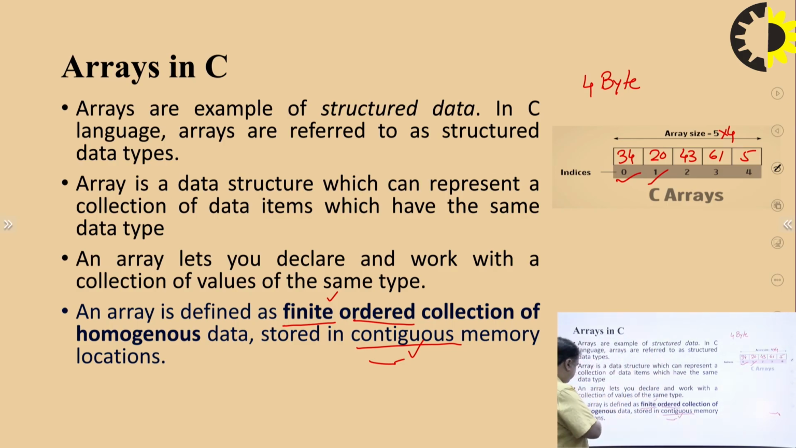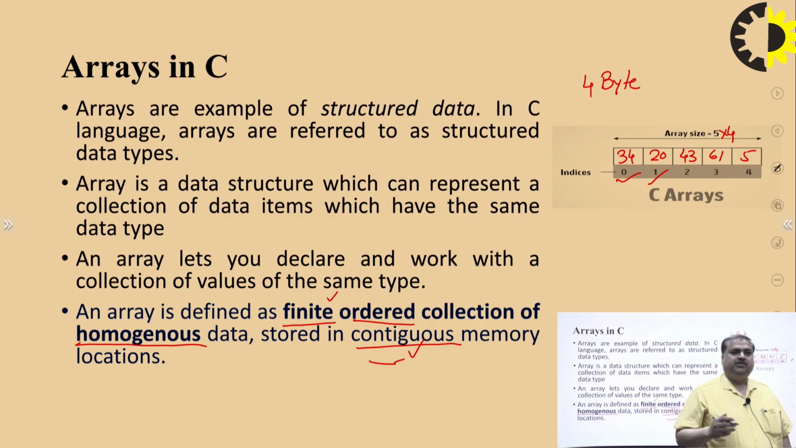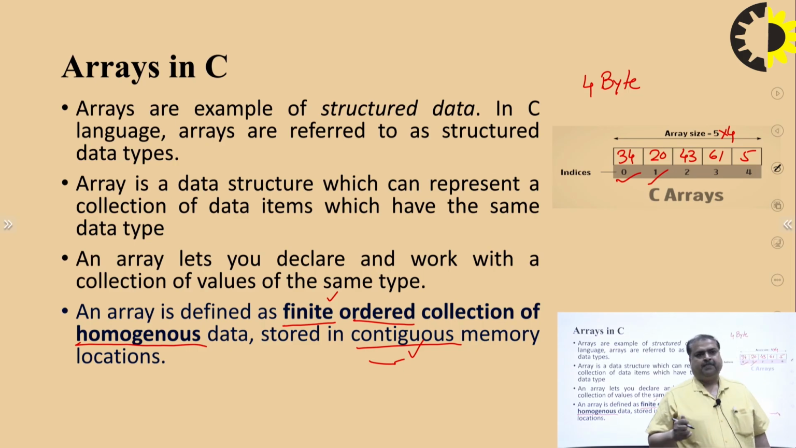And another thing is homogeneous. Why are we calling it homogeneous? We are calling it homogeneous because arrays allow a similar kind of data to be stored. For example, I can have a character array, an integer array, or a double array. So these kinds of collections can be created, but every element of an array will be of the same type. That's why we are calling it homogeneous data.